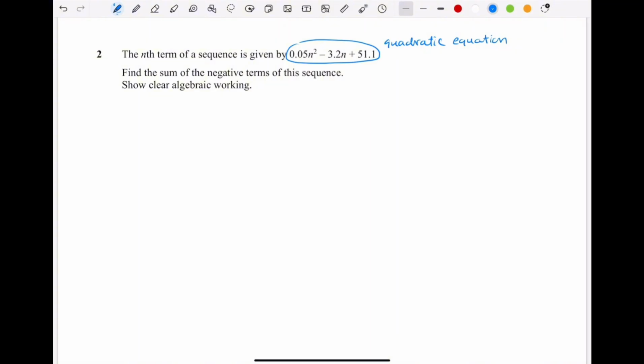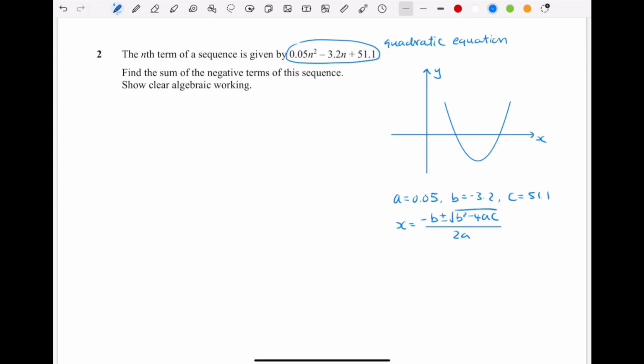So let's quickly sketch this quadratic. This is going to be a happy curve because the coefficient of n squared is positive, which is 0.05. But we don't know where it is. It could be anywhere on the x-axis. So what we can do here is we know that A is 0.05, B is negative 3.2, C is 51.1. We can use the quadratic formula to solve this equation and to find its roots.